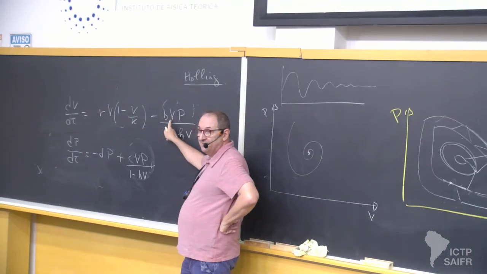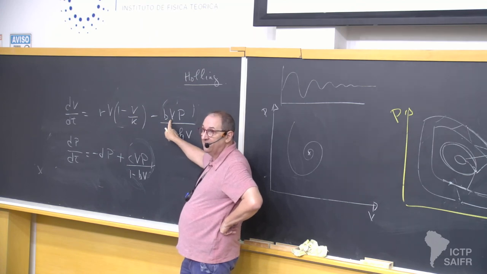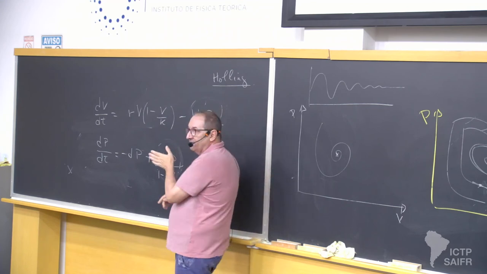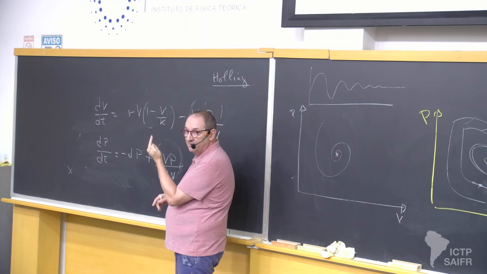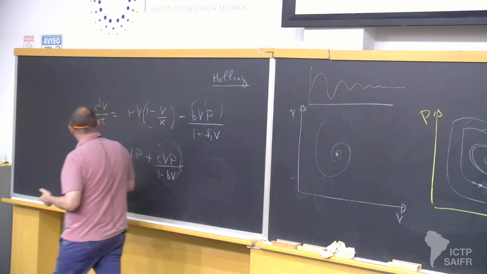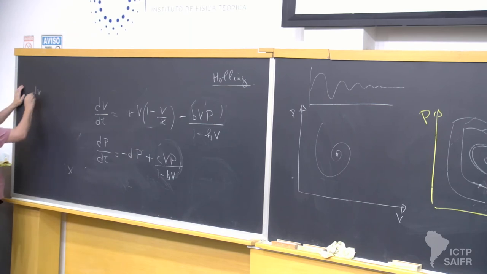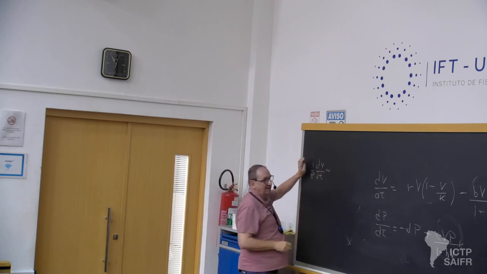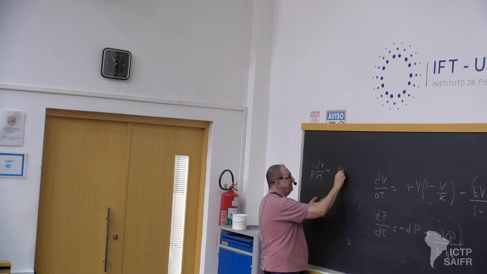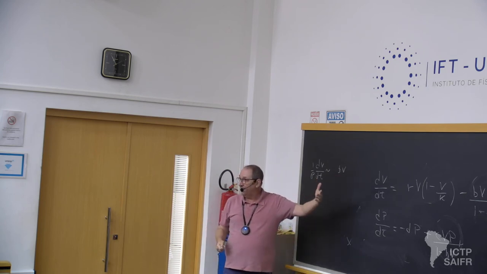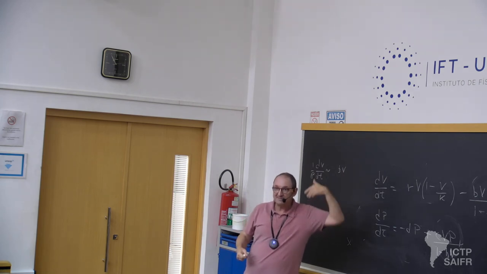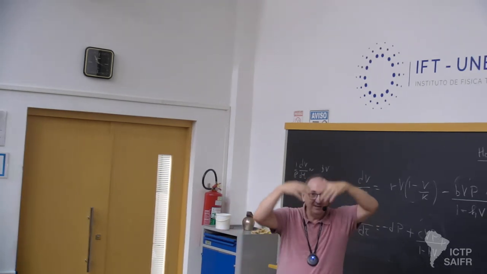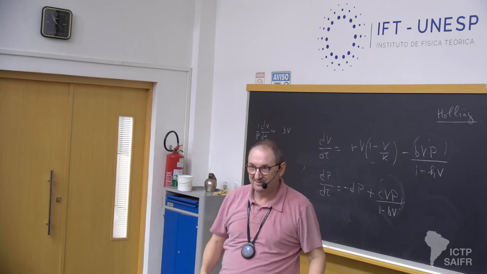This does not increase indefinitely with V, okay? Without this, the number of prey consumed by one predator, dV/dt times 1 over P, would be proportional to V. And in the Lotka-Volterra model, this is just a constant times V. Therefore, if I double the number of prey, the predator consumes double the number of prey. The predator has infinite capacity of eating, of consuming.